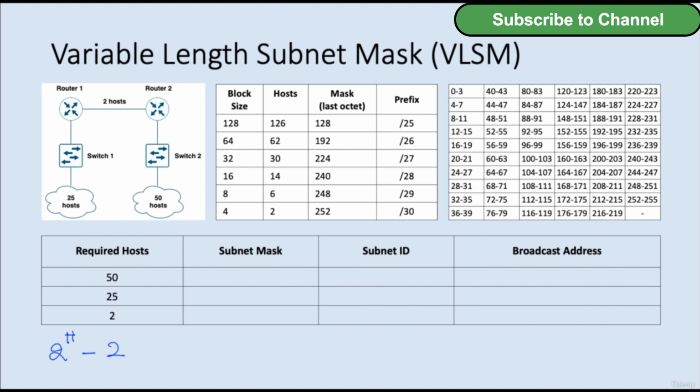Now I'm going to explain the table which is shown in the middle. The first column is block size, then hosts, then the value of the subnet mask, which is in the last octet only, and then the mask written in the prefix notation. Look at the last row of this table, where the block size is 4, and in the second last it is 8. On top of 8 it is 16. It means every time the value is doubling. Because of the block size 4, we will have 2 host addresses. It is because of this formula, 2 raised to the power h minus 2. One address is used as the subnet ID, and another one is used as the broadcast address. This is why the minus 2 term is used in the formula.